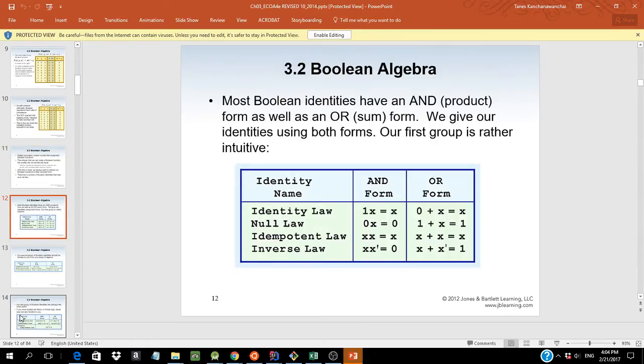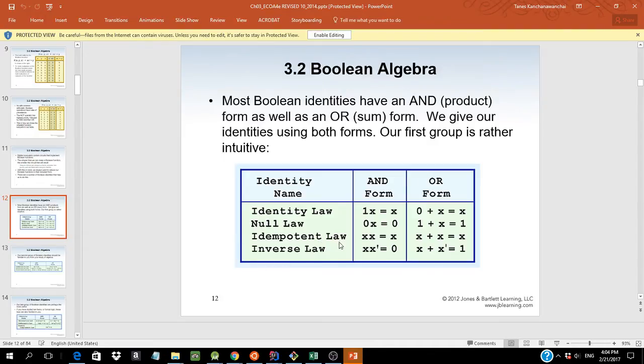We have identity law, null. So identity is, like we said, when 1 is there, it's going to be x. When 0 is there, it's going to be 0 when it's null. But for OR, when 0 is there, it's going to be x, and so on. So we go through that.